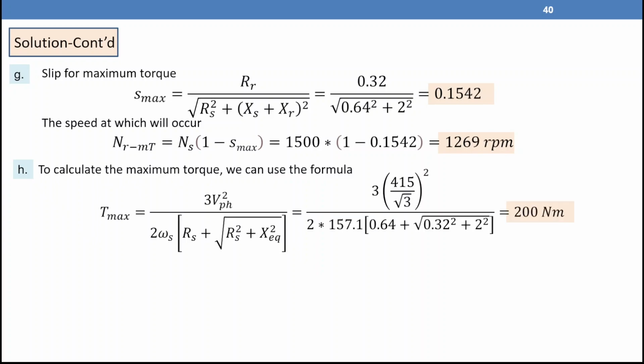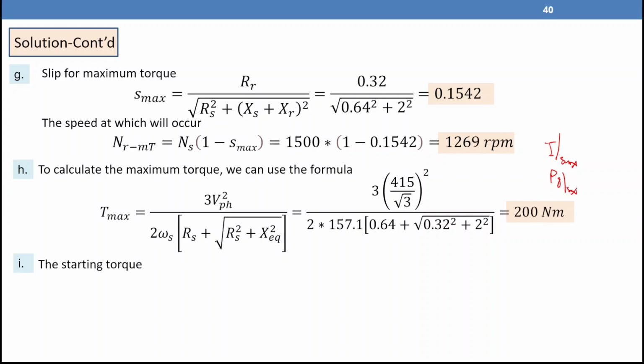We know now S maximum, so we can calculate the maximum torque. We can use the formula directly here, or you can calculate I at S maximum, then calculate P gap at S maximum, and divide that by omega S, which gives you the same value. Here I'm substituting the formula 3 V phase squared over 2 omega S, big bracket, R stator plus root R stator squared plus X equivalent squared. That gives you a maximum torque of 200 Newton meter. So what about the starting torque?